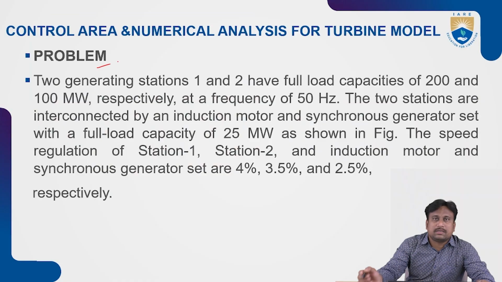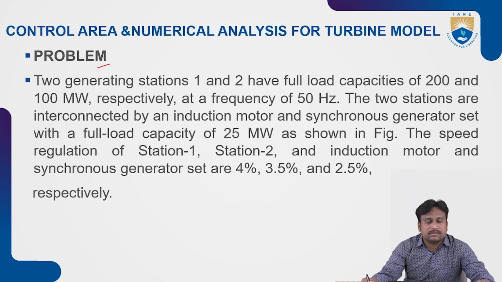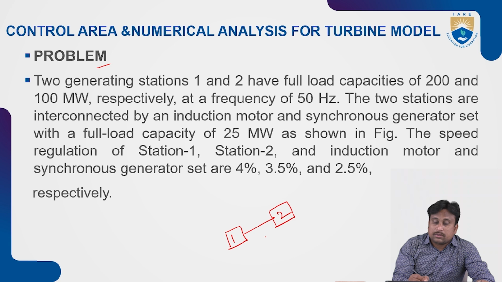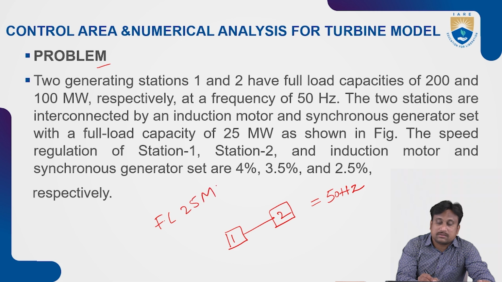So here this describes a numerical analysis that is based on two generating stations. Stations 1 and 2 have full load capacities of 200 megawatts and 100 megawatts. At the frequency of 50 Hz they are going to be operating. So two stations are interconnected. This is station 1, this is station 2. They are supposed to be operating with a frequency of 50 Hz. So that means they are making a full load capacity of about 25 megawatts.